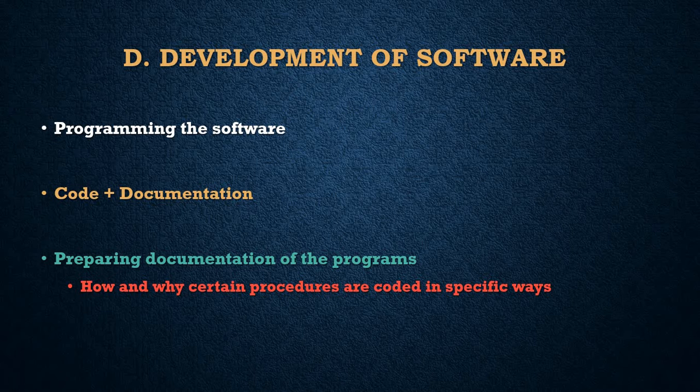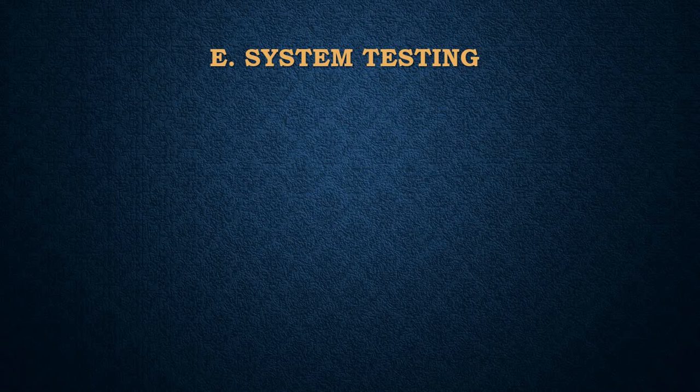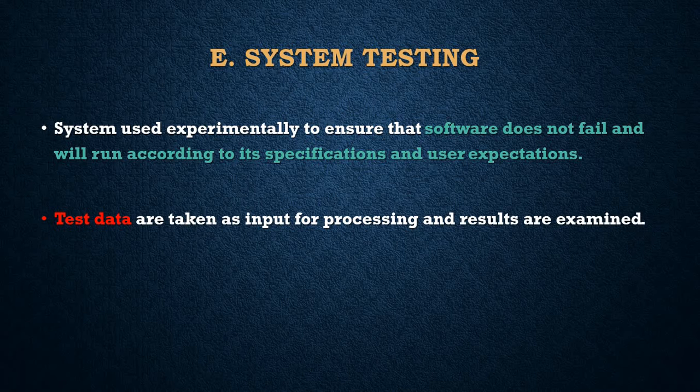One of the main stages of SDLC, which is responsible for determining the quality of software developed, is system testing. The system testing stage ensures that the software should not fail and will execute according to the user requirements and specifications. Here, test data are taken as input for processing, and results are examined.